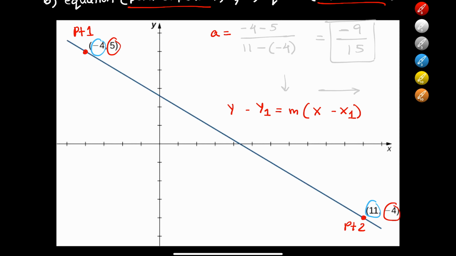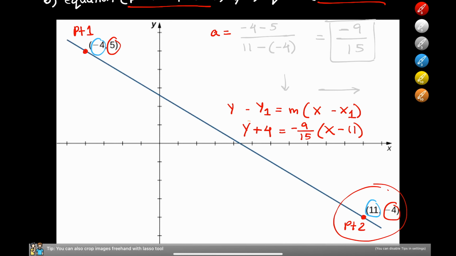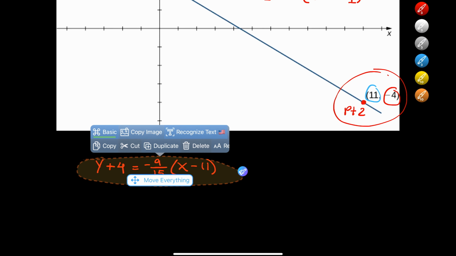So plugging in any point into this, we would get y minus negative 4, so it'll be y plus 4. I'm plugging in point 2, is equal to negative 9 over 15 times x minus 11. So this is our point slope form, and I'm going to put it right over here.